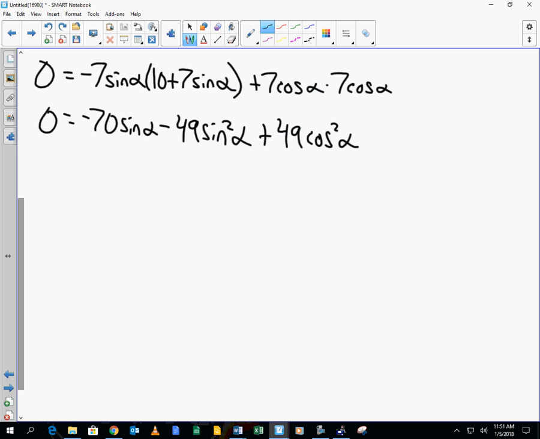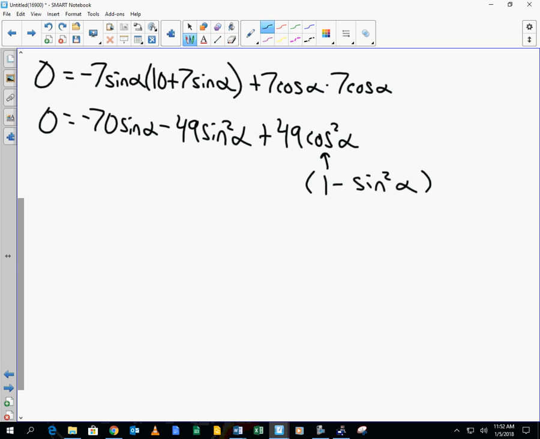I really don't. I know exactly what to do. I'm afraid you guys don't know what to do. You could take out a 7. That's not going to help us a whole lot because at the end of the day, we have this cosine. And I need to get rid of the cosine. What do I substitute in for cosine squared? Somebody please help me out. Very good.